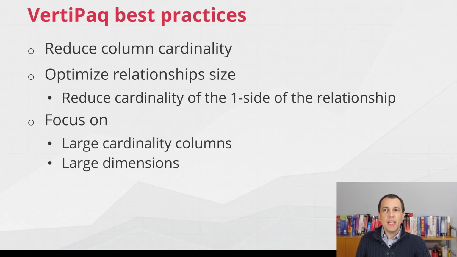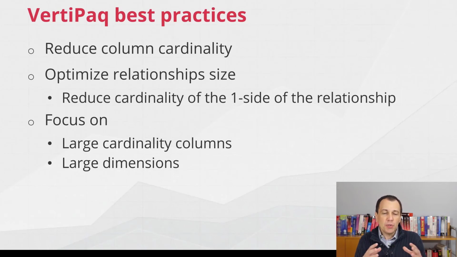So now that we have seen all these details, can we recap a few best practices to reduce the memory and improve the performance? The most important best practice is just import the columns that you need. Don't import columns you don't need, especially if the columns have a large cardinality, a large number of unique values. And this means that you will also have smaller relationships, because if you have a smaller number of unique values in a primary key, you also have a smaller number of rows in the relationship.